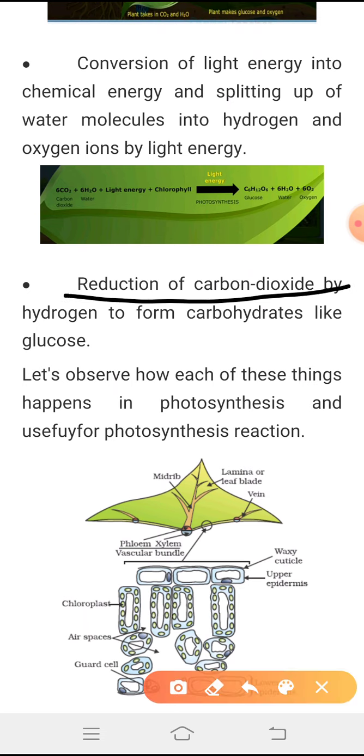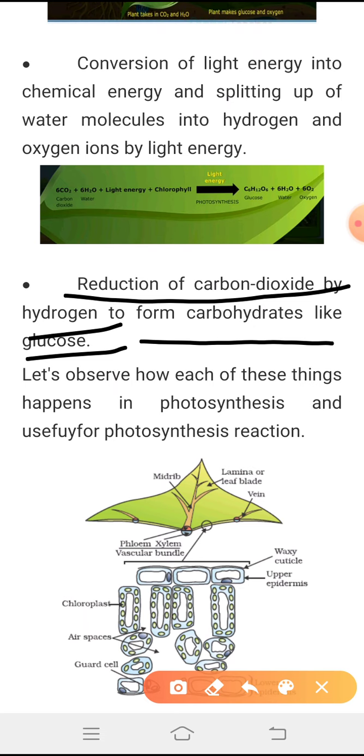Okay. So the next event which occurs under photosynthesis is reduction of carbon dioxide by hydrogen to form carbohydrates like glucose. So what happened here? The carbon dioxide is reduced by hydrogen to form carbohydrates. That is the product which is formed on the product side. It is the glucose which is formed. Okay. So these are all the events which take place under the process of photosynthesis.